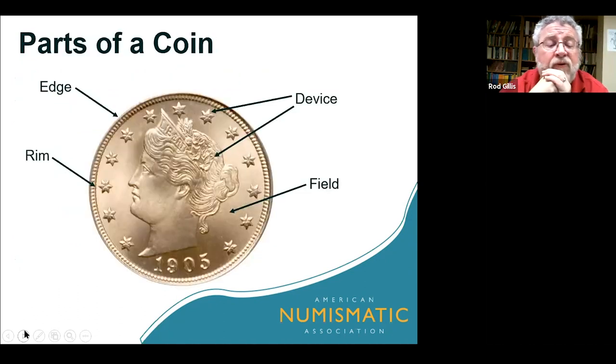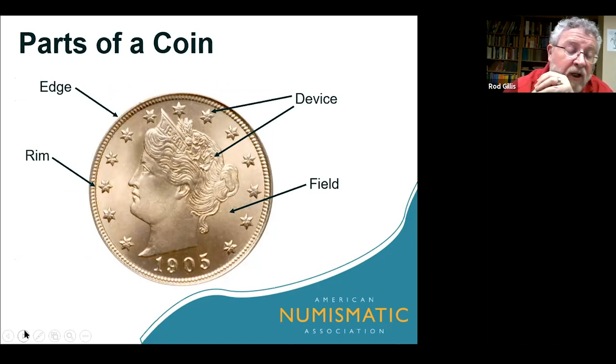So here are the parts of a coin. Any part of the coin that is unencumbered by device is called the field. So therefore you see what the field is. Devices. There are primary devices. And in this instance, Lady Liberty is the primary device. The stars are the secondary device.